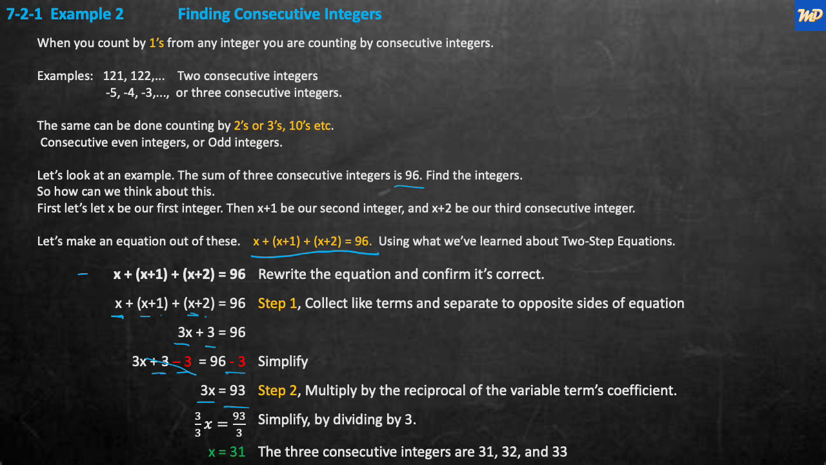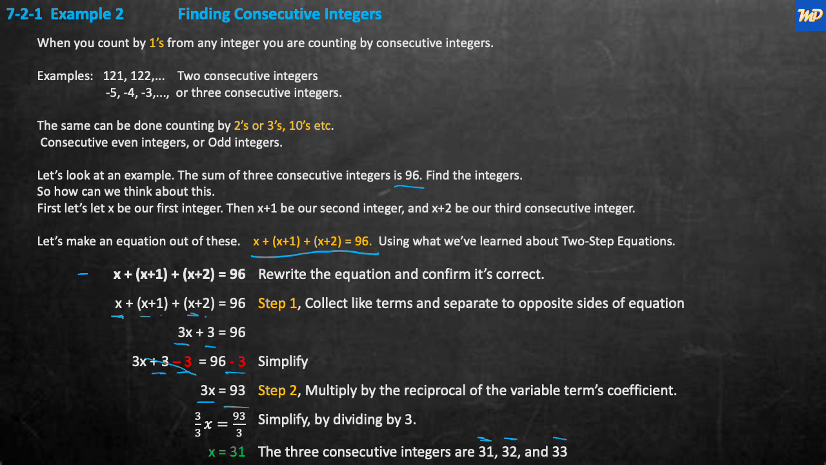So again, the coefficient of the x term is 3. We're going to multiply by its multiplicative inverse, or its reciprocal. So 3 over 3 is 1 times x is equal to 93 over 3. And when we simplify that out, we get x equals 31. So the 3 consecutive integers are 31, 32, and 33.